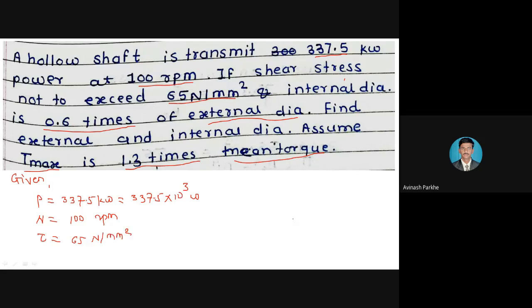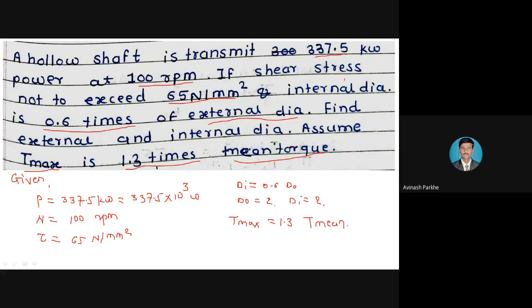Then internal diameter, as the shaft is hollow, its internal diameter is indicated by di. Internal diameter di is equal to 0.6 times external diameter, that is di is equal to 0.6 into do. This condition will be given in the statement, and then we have to calculate do. External diameter also we have to calculate, internal diameter also we have to calculate, and for calculation assume that maximum torque Tmax is 1.3 times T mean.